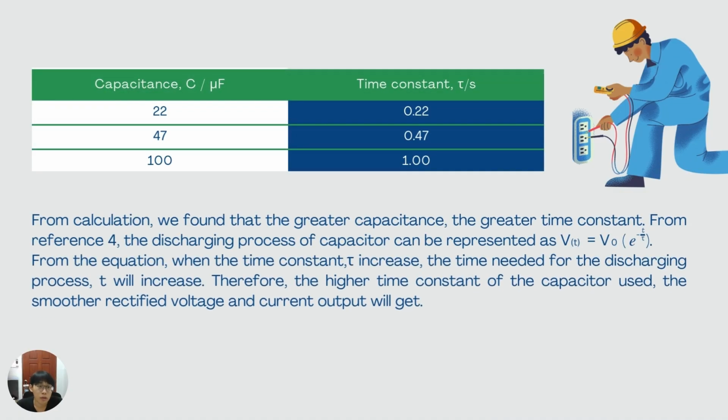From the calculation, we know that for the higher capacitor, we have the higher time constant, and we can explain the discharging process by using the formula, which is when our time constant is increased, the time needed for the discharge process is increased. So we will get the smoother waveform when we increase our time constant.